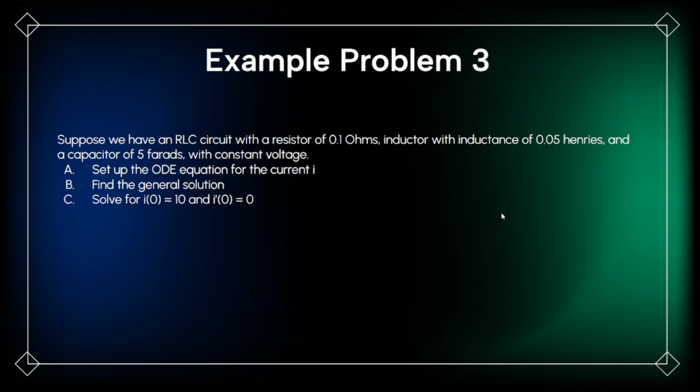And for example problem 3, suppose we have an RLC circuit with a resistor of 0.1 ohms, an inductor with inductance of 0.05 henries, and a capacitor of 5 farads with constant voltage. Part A: set up the ODE for the current I. Part B asks us to find the general solution, and part C gives us initial values so we can find the particular solution.